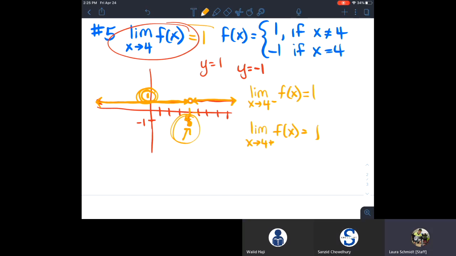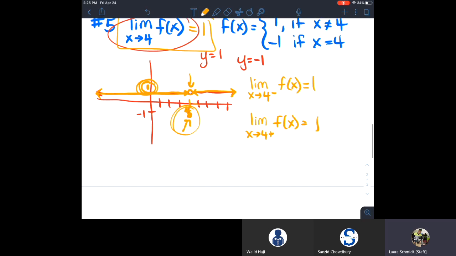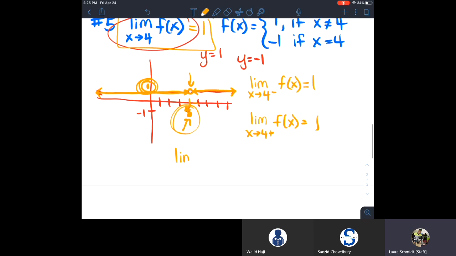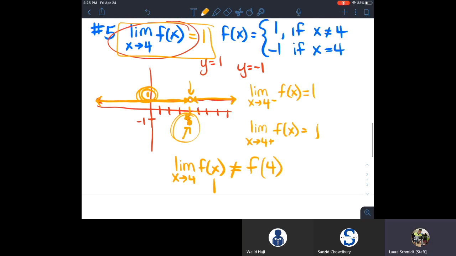So even though it's weird, a limit doesn't have to equal that value. It just has to approach it from the left and the right. But since the limit as x approaches 4 of f of x is not equal to the value of f of 4, because the limit equals 1 and f of 4 is actually -1, that just tells you that the function is not a continuous function.